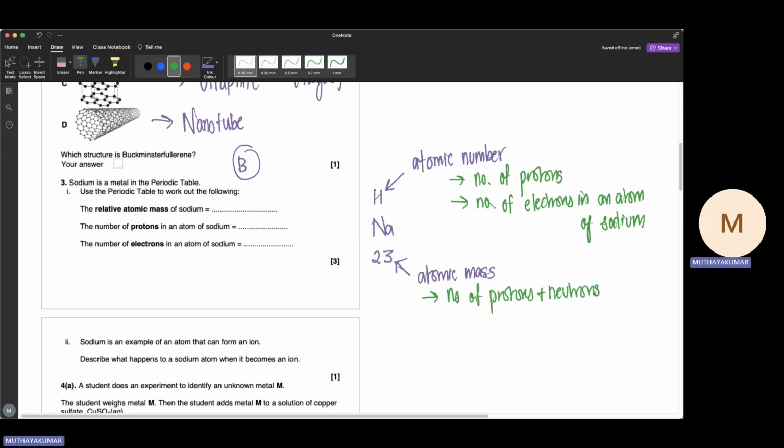If we go back to the question, the relative atomic mass is the bigger number of the 2. So the answer here is 23. The number of protons in an atom of sodium is 11. That's the atomic number, and the number of protons is the same. And the number of electrons in an atom of sodium: we established earlier on that it is also equal to the atomic number. Therefore, the answer is 11.